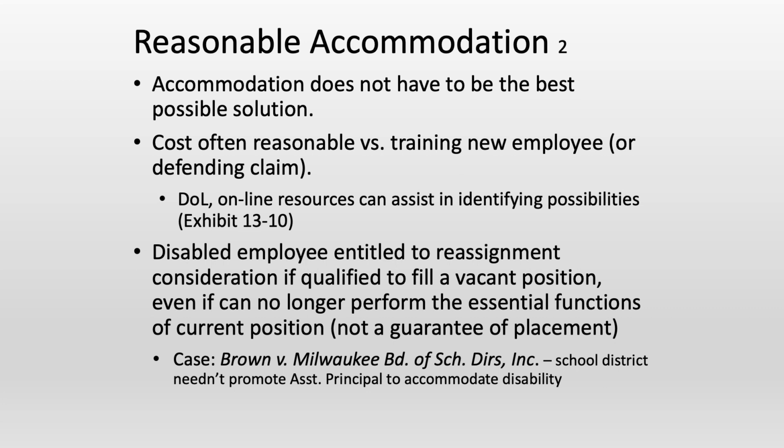A disabled employee is entitled to reassignment consideration if qualified to fill a vacant position, even if they can no longer perform the essential functions of a current position. So there is no guarantee of placement, and that's what Brown versus Milwaukee Board of School Directors said. The school district doesn't need to promote an assistant principal to accommodate their disability. So we certainly aren't going to promote somebody if they can't do the essential functions of their job. We might be able to reassign them. We have to figure out if there's a reassignment that can work, but there's no obligation to promote somebody to accommodate that disability.